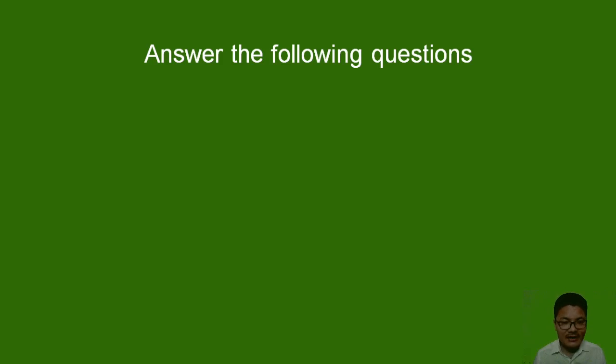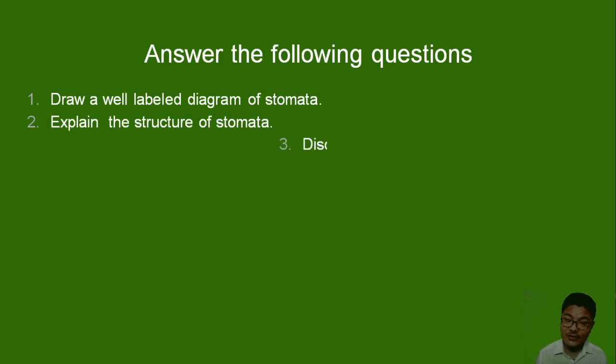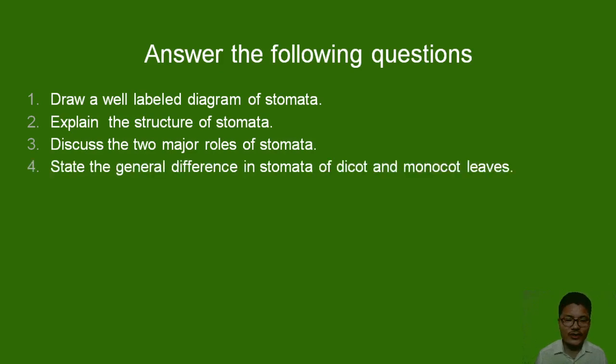Now with this we have understood the concepts, a little detail about stomata. Now you should try to answer these questions. As biology is a visual science, you first have to draw a well-labeled diagram of stomata, that is a must, to understand the structure of stomata and its associated cells. Second, explain the structure of stomata with the help of the diagram that you drew. Third, discuss the two major roles of stomata. Fourth, state the general difference in stomata of dicot and monocot leaves.